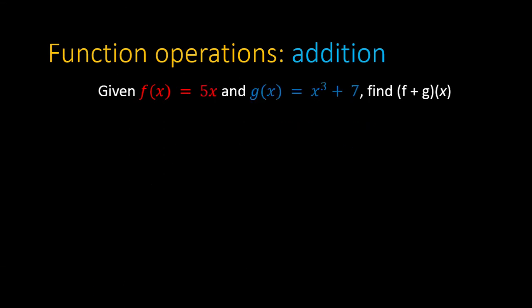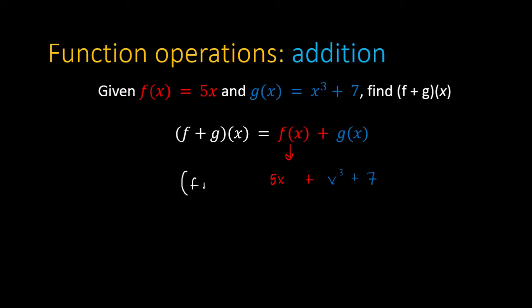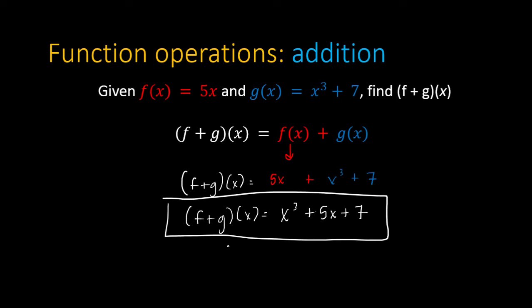So f of x, in this case, equals 5x, and g of x equals x cubed plus 7. Notice here that I don't even have any like terms to combine, so my answer is just f plus g of x equals, I'm going to rewrite it in descending order, so x cubed plus 5x plus 7. And it was as simple as that. Again, for addition, write the functions side by side and connect them with an addition symbol, and then combine like terms to get your answer.